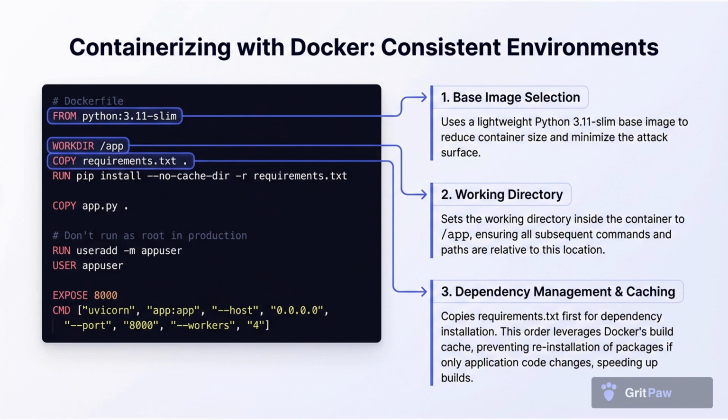On line 1, we specify our base image from Python 3.11 Slim. We choose a slim Python image to minimize the container size, which improves deployment speed and reduces the attack surface. It's crucial for efficiency in production.